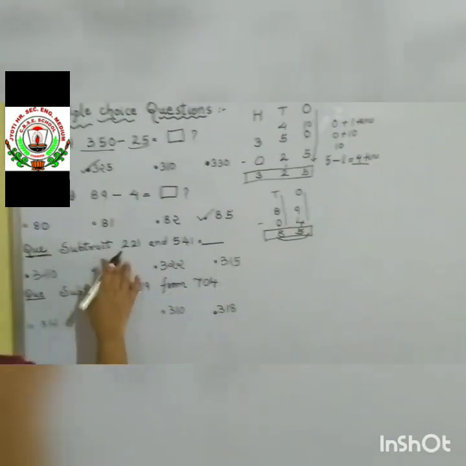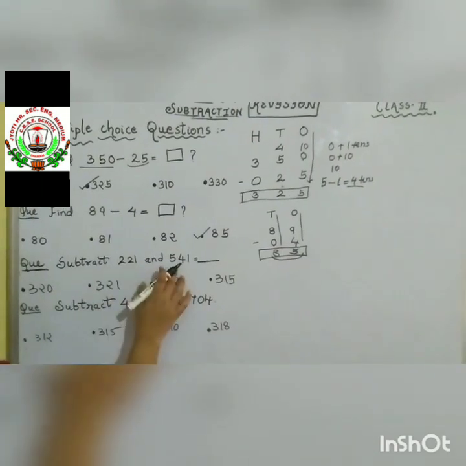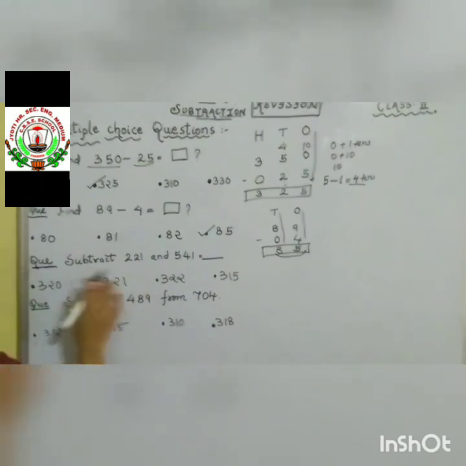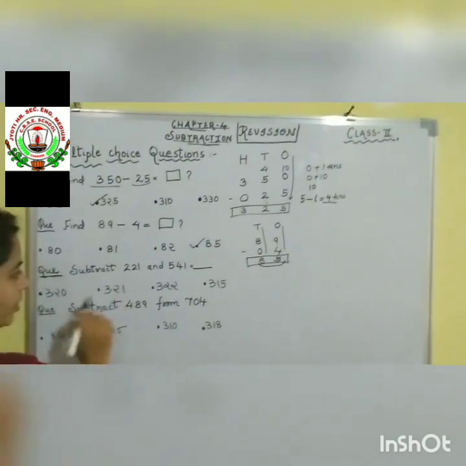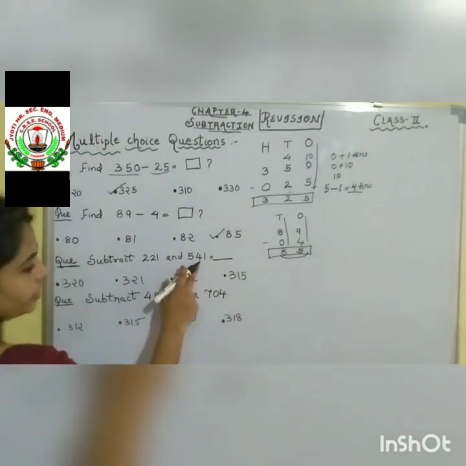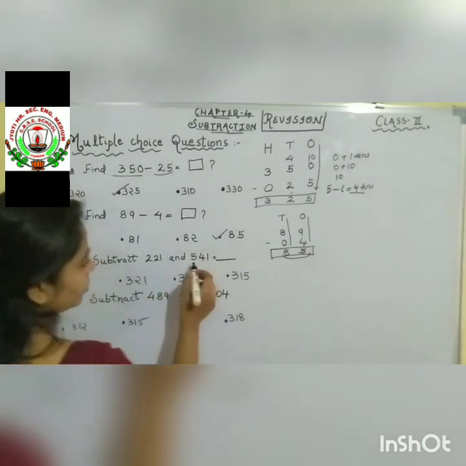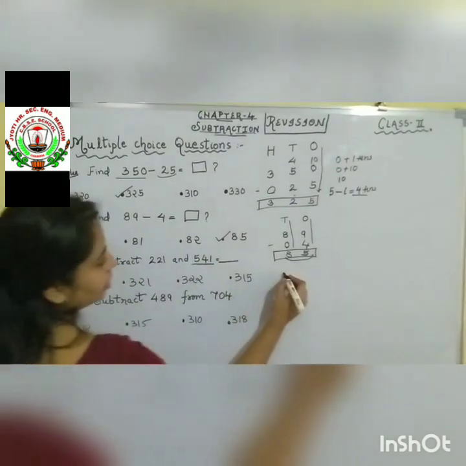Now let us see subtraction: 221 and 541. So children, both the numbers are given. You have to find out which one is greater. 221 is greater or 541? 541 is greater. So this number you will write down first.